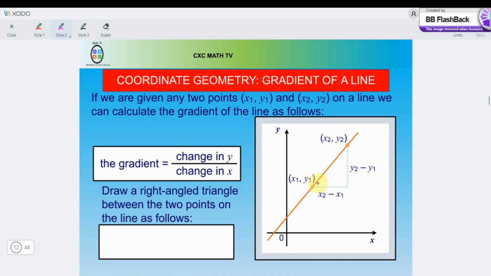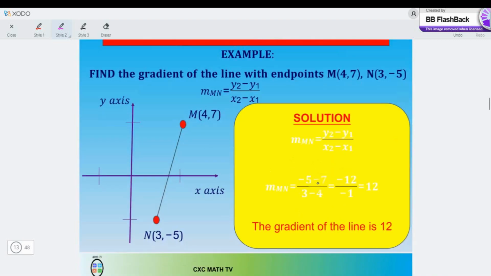That number we get is called our gradient. The gradient is often denoted by the letter m, right? That is it. So for example, we have these two points here, (4, 7) and (3, -5). First thing is to decide which point is your first point. You can call that your x1 and your y1. Let's say you call this your first point, so up here would be your x1 and y1, then x2 and y2.